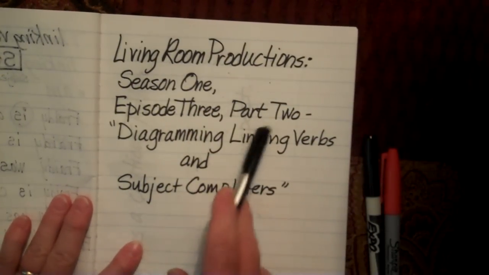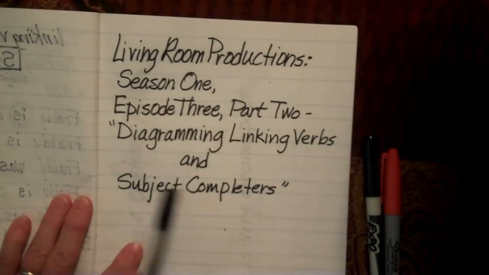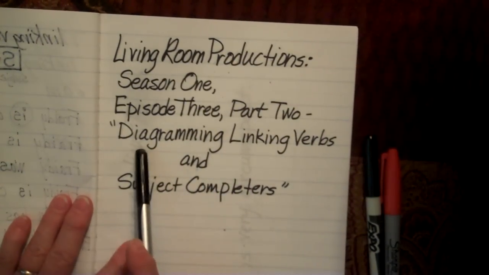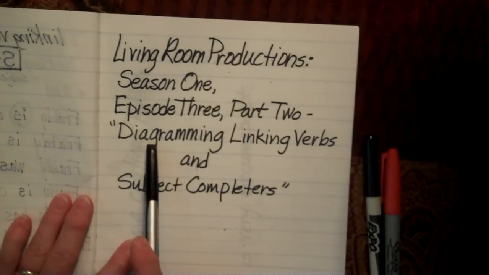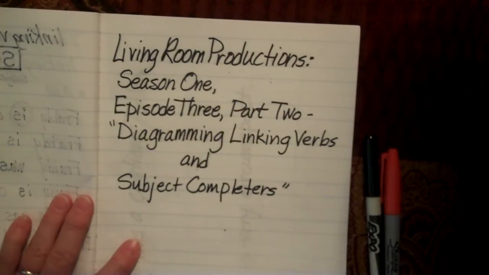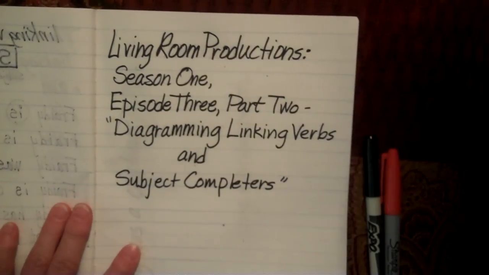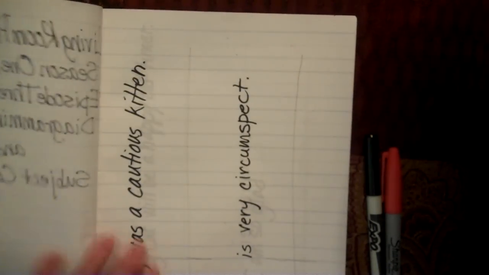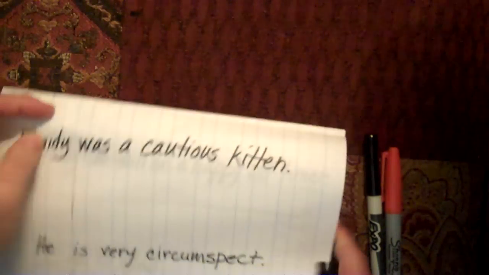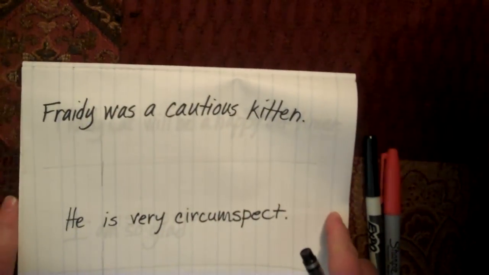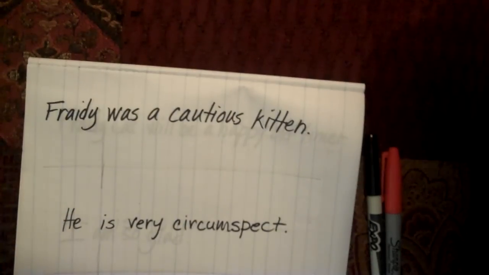In this episode, we're going to be talking more about linking verbs and subject completers, but this time we're going to be diagramming this kind of sentence. Diagramming, as I've said before, really helps you see things. It helps you see the sentence. It's called a graphic organizer. And that means that you can see how you're organizing the sentence. Okay? I'm going to start out with this sentence. It is, Fraidy was a cautious kitten.